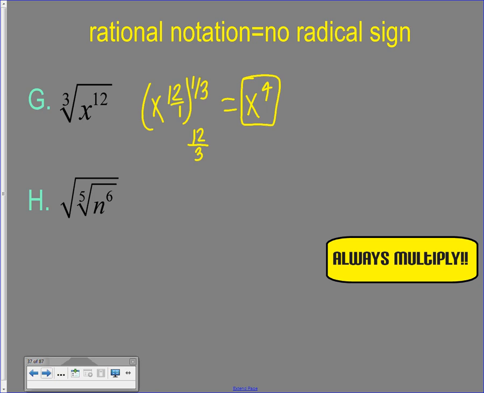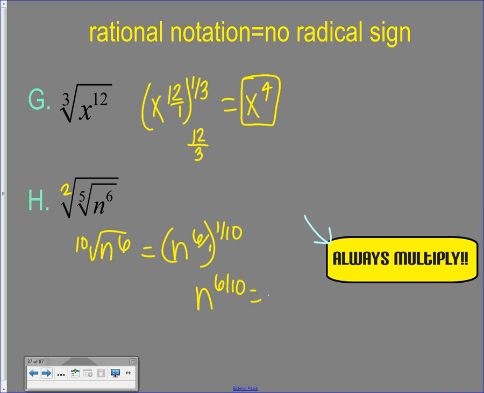Okay, part H. All right, let's think about this a little simpler here. First, remember there's a 2 on the outside there. Okay, so if I have the second root of the fifth root, well, that would really be the 10th root of n to the 6th, because you're always multiplying. Okay, there's this big reminder here for a reason. So then I can rewrite that as n to the 6th to the 1/10th power. Okay, again, we're always multiplying. So put 6 over 1, so that makes that n to the 6/10ths, and you do need to reduce, that reduces down to n to the 3/5.